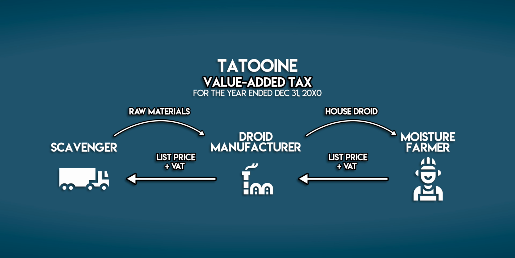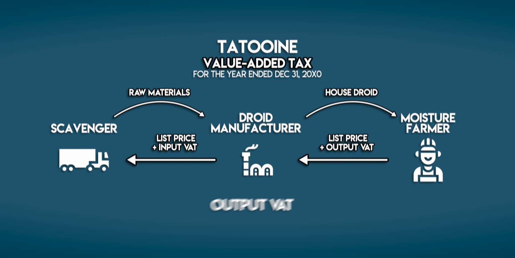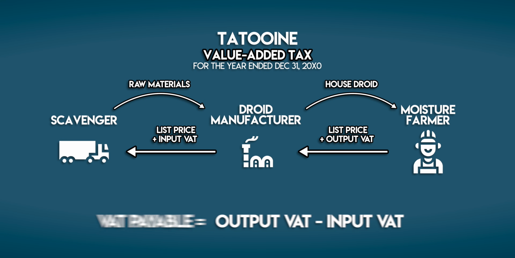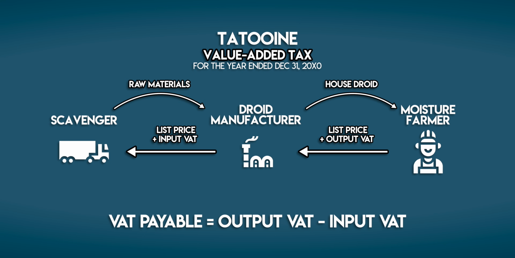From the droid manufacturer's point of view, there are two kinds of value-added tax: input VAT and output VAT. They collect output VAT on sales. This is payable to the government, and they pay input VAT on purchases, which they can claim back. The net VAT payable to the government is equal to output VAT minus input VAT.